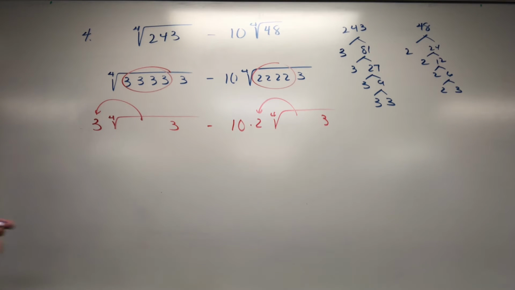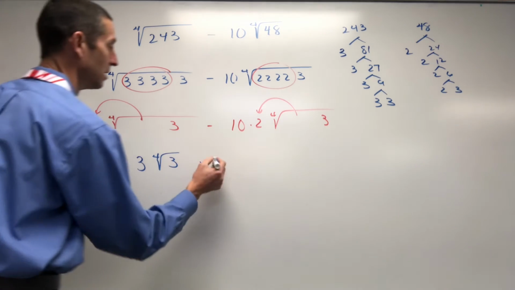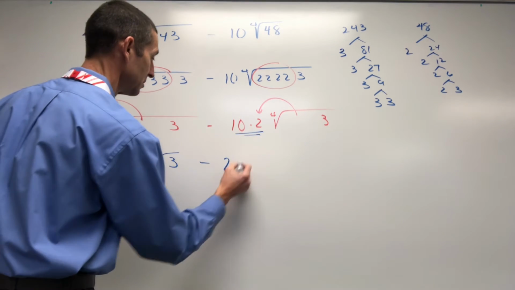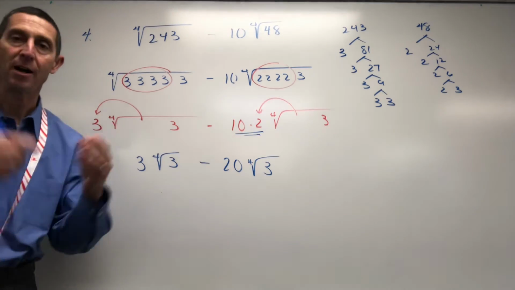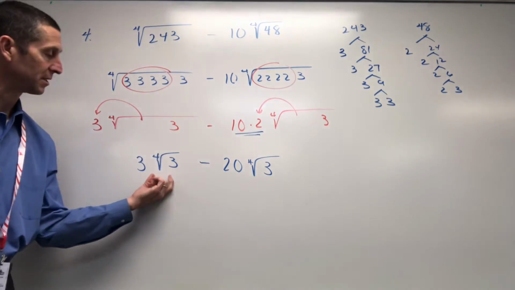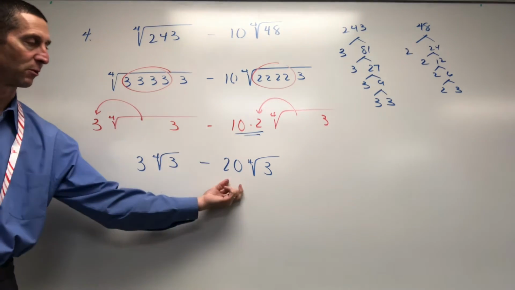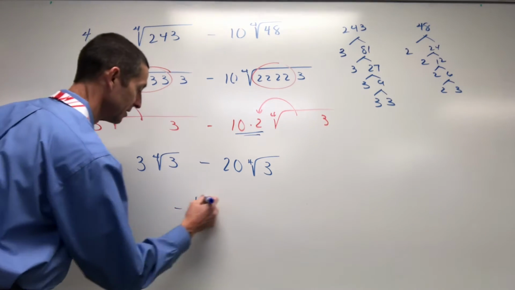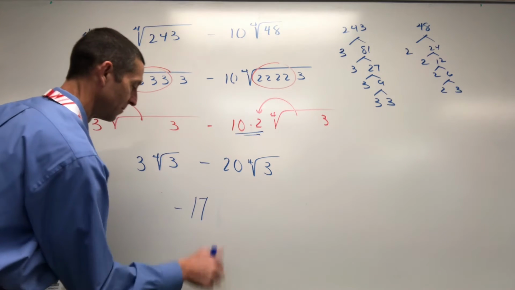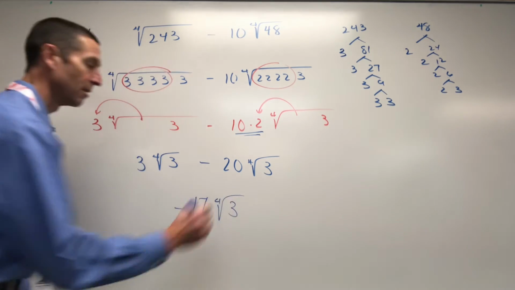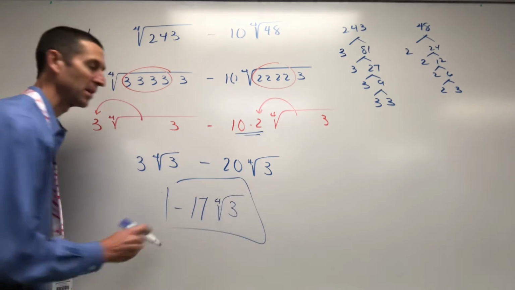So this cleans up to be 3, fourth root of 3. You got to take care of that, so that's 20, fourth root of 3. But you have accomplished your goal. You've written the same common terms. They're like terms now. Fourth root of 3, fourth root of 3. You got this. 3, 20, -17. Got an answer.